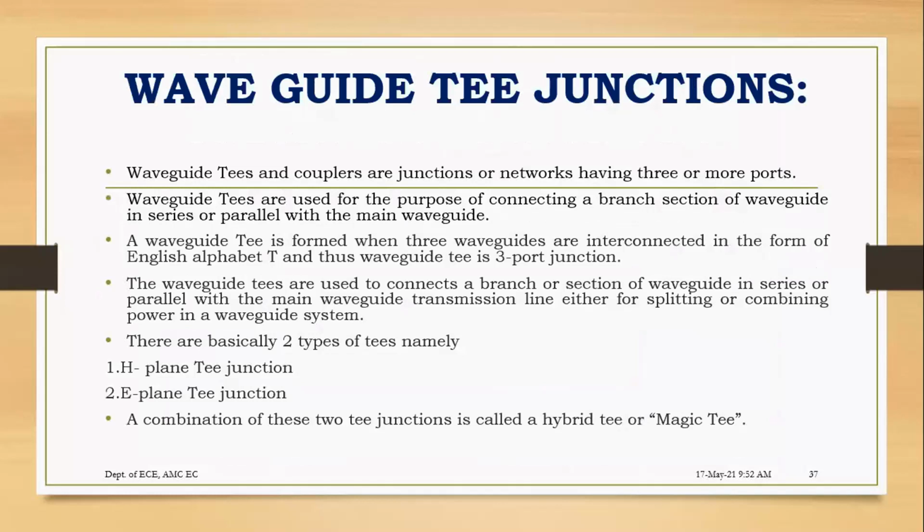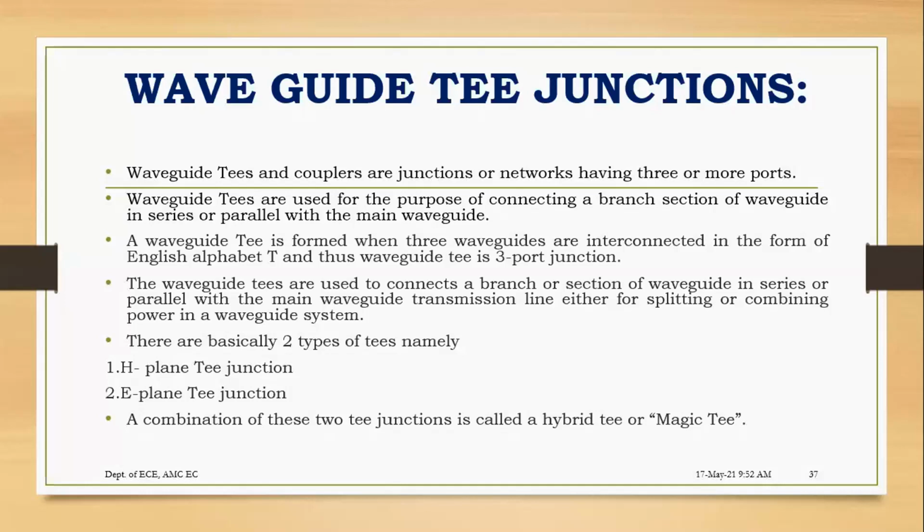Now waveguide Ts are used for the purpose of connecting a branch section of waveguide. Either you can connect it in series or you can connect it in parallel. So when a waveguide T is formed, you have 3 waveguides interconnected in the form of the English alphabet T. So it is a 3-port junction, since there is interconnection of 3 lines.